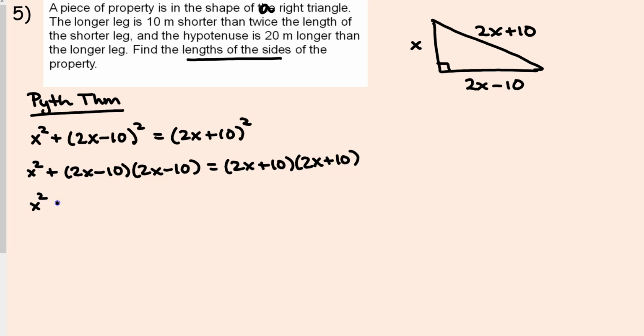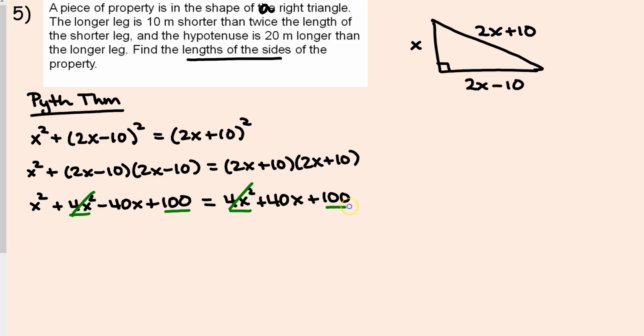Okay, so we have x squared plus, and then when we FOIL the first set of binomials, we get 4x squared minus 40x plus 100. And then on the other side, when we use the FOIL method, we get 4x squared plus 40x plus 100. So let's get all of our terms over to the left. So we're going to subtract 4x squared from both sides, which actually just cancels it. And we're going to subtract 100 from both sides, which just cancels it. And we're going to subtract 40x from both sides. So we have x squared minus 80x equals 0.